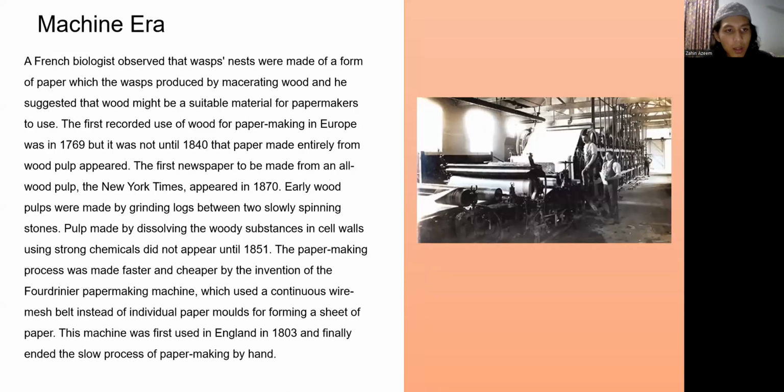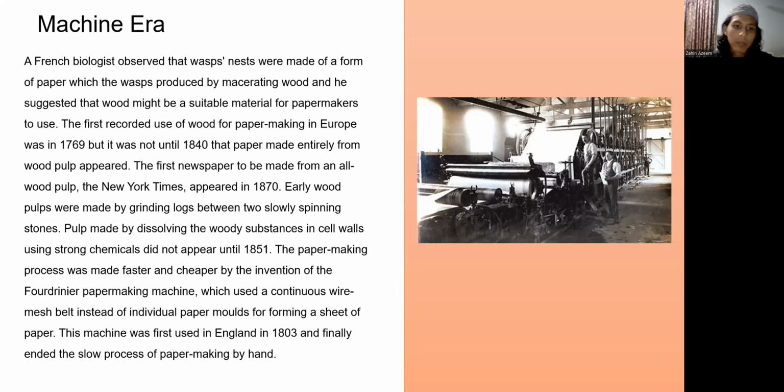So after that comes what I like to call the machine era, because from this part the paper was created using a machine, not by hand. A French biologist observed that wasp nests were made of a form of paper, which was produced by macerating wood, and he suggested that wood might be a suitable material for papermakers to use. The first recorded use of wood for papermaking in Europe was in 1769, but it was not until 1840 that paper made entirely from wood pulp appeared.